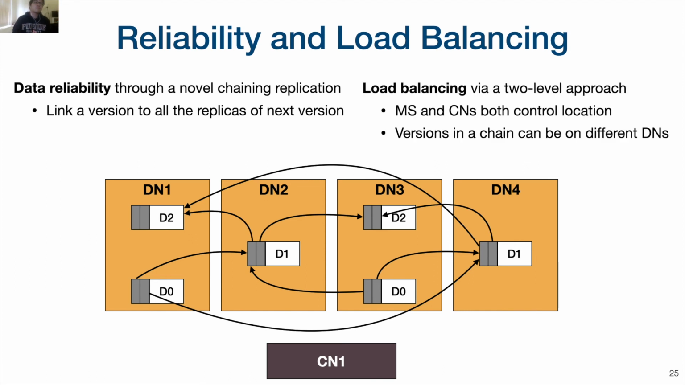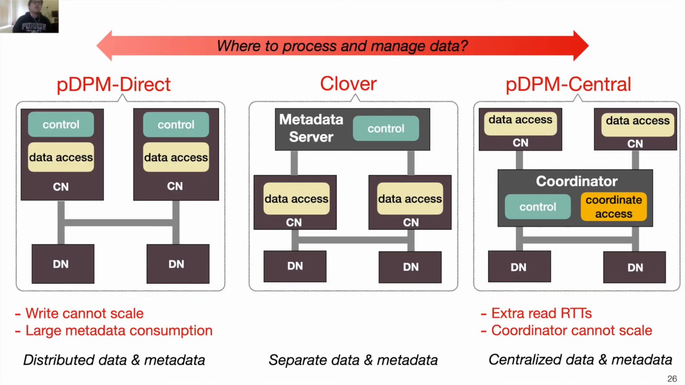Clover leverages these distributed copies to balance loads. Both MS and CN are able to carry out load balancing policies. In addition, Clover ensures metadata plane reliability by using shadow MS servers. Coming back, now we have covered all 3 types. For Clover, thanks to its separate data and metadata plane design, it can offer good read and write performance, and can also scale with a large number of CNs and DNs.